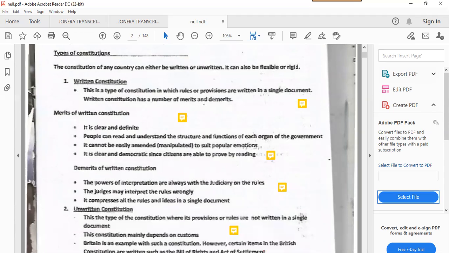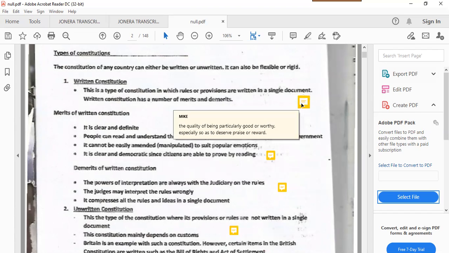But the first thing that I want us to talk about is, what does it mean for something to have merit? So what is the definition of merit? Can you see this box that has appeared here? Yes. Because every type of constitution is going to have merits and it also has demerits.